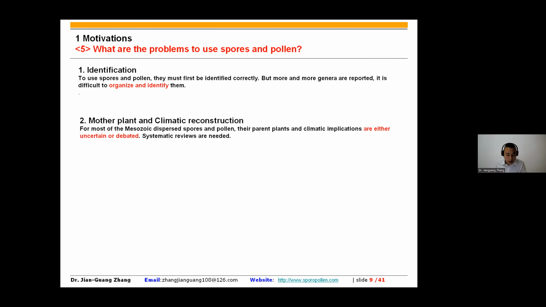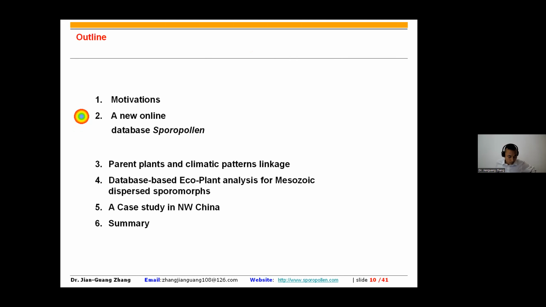Systematic reviews are needed. For the quantitative analysis of spores and pollen, plenty of calculations are required. It is time-consuming. To solve those problems, a robust database system is created to help organize and identify spores and pollen data. The database will be introduced by answering the following questions.